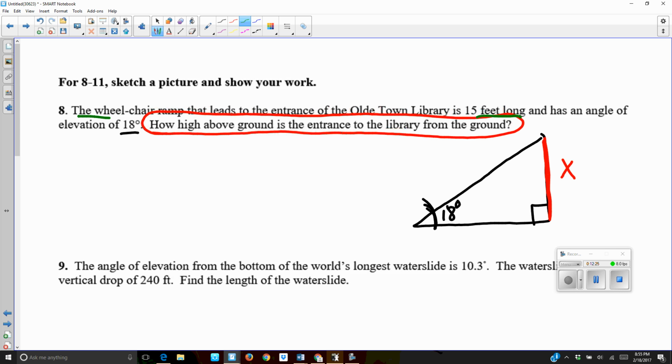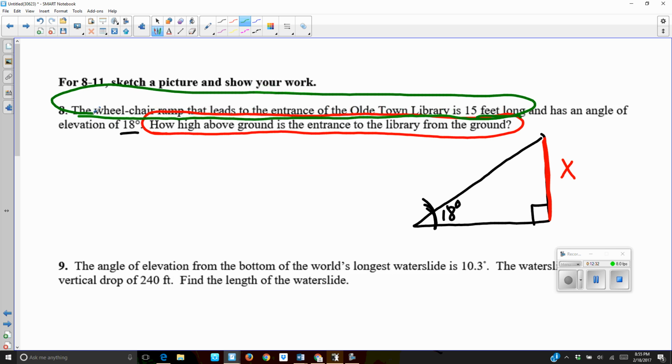The only other number they give us in the problem is 15 feet. That tells us the wheelchair ramp that leads to the library is 15 feet long. If you know anything about what a wheelchair ramp looks like, it's of course the slanted distance of your right triangle. So that's the picture you're going to draw. To solve for x, x is the opposite side and 15 is the hypotenuse. So that means we're going to use the sine trig function.